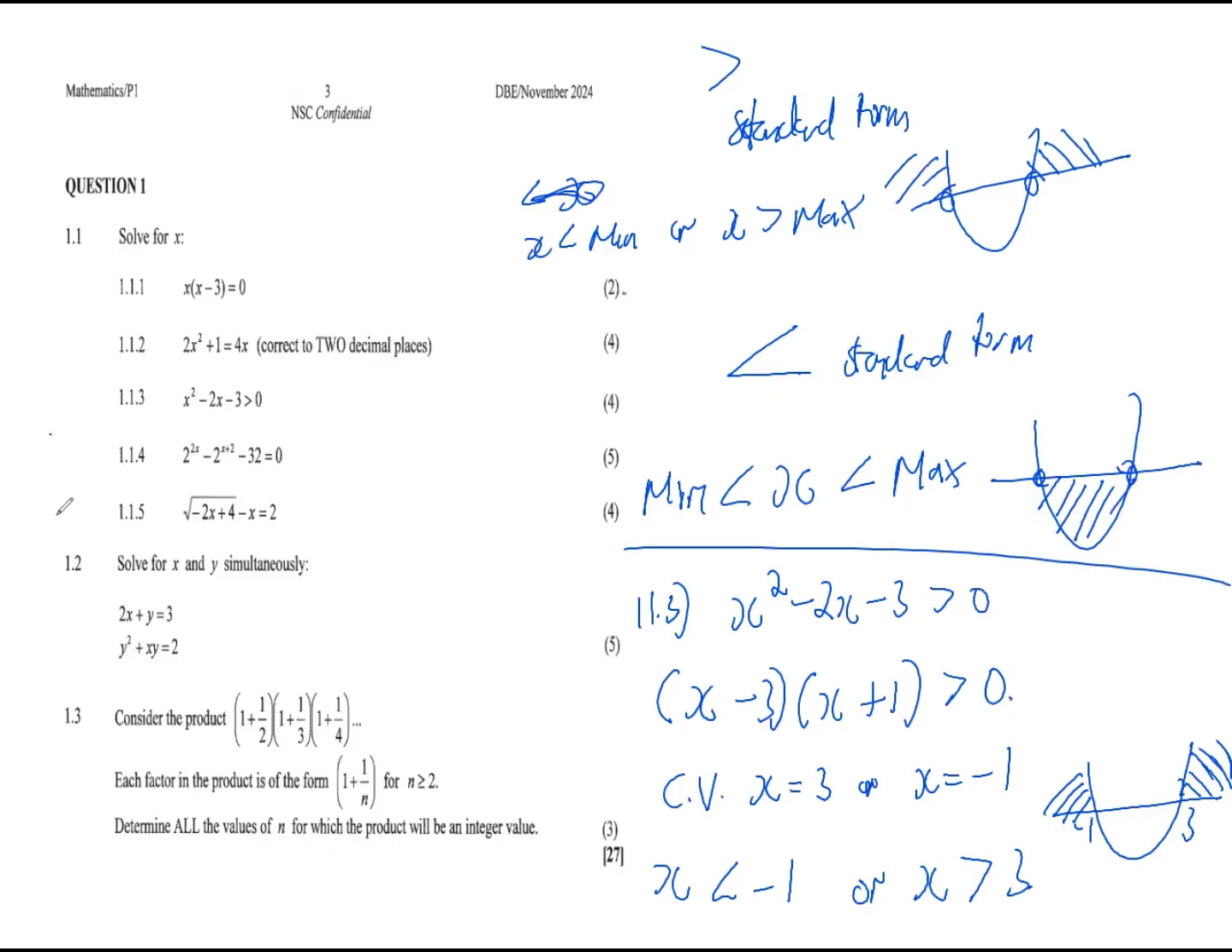Then, okay, just like that, you bag yourself 4 marks. Where are we going to get the marks? We're going to get the marks for the factors. So the factors will give us a mark, and then the critical values will give us a mark, and then also the answers will give us a mark, each of the answers.